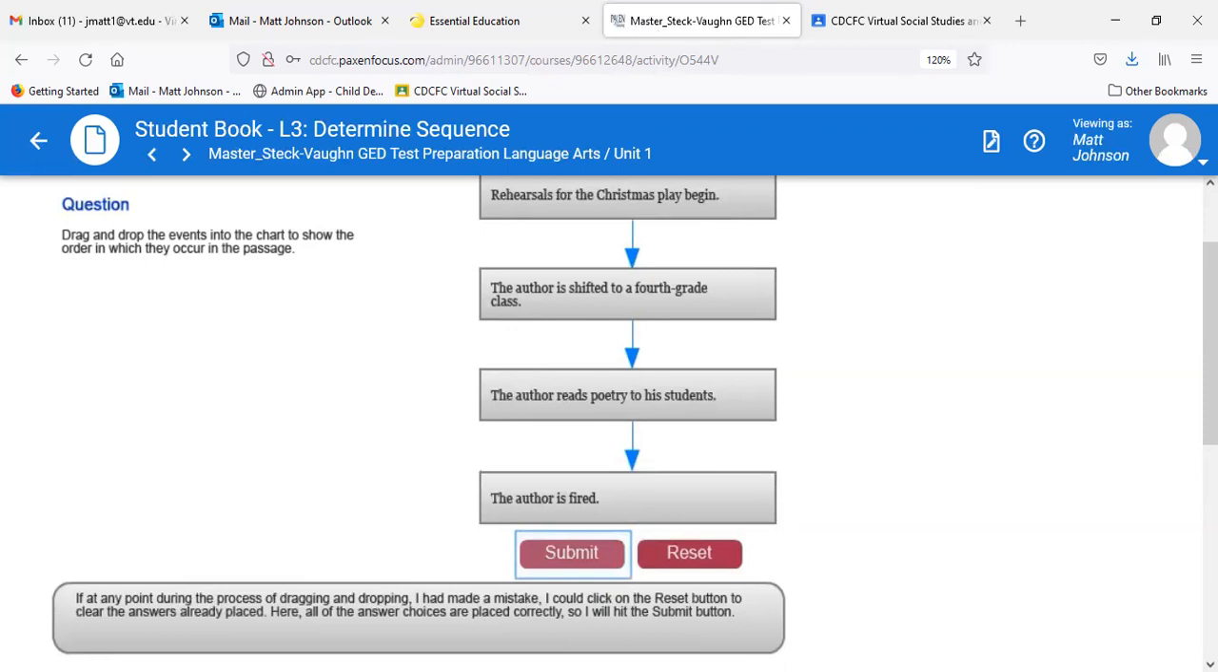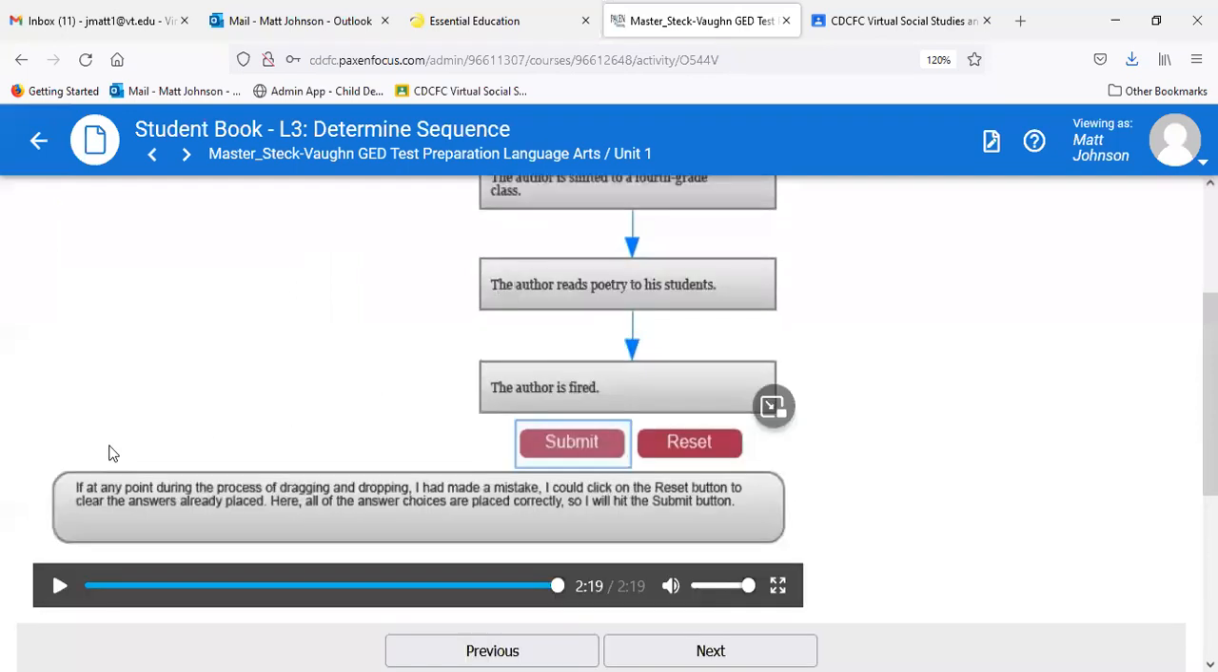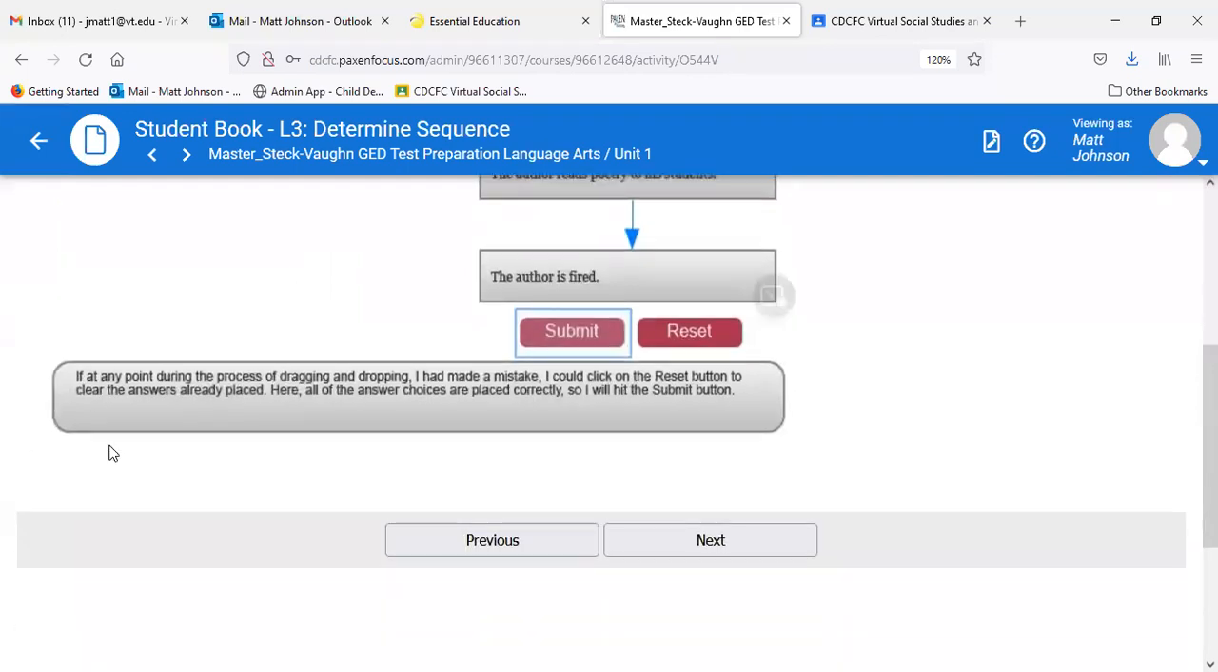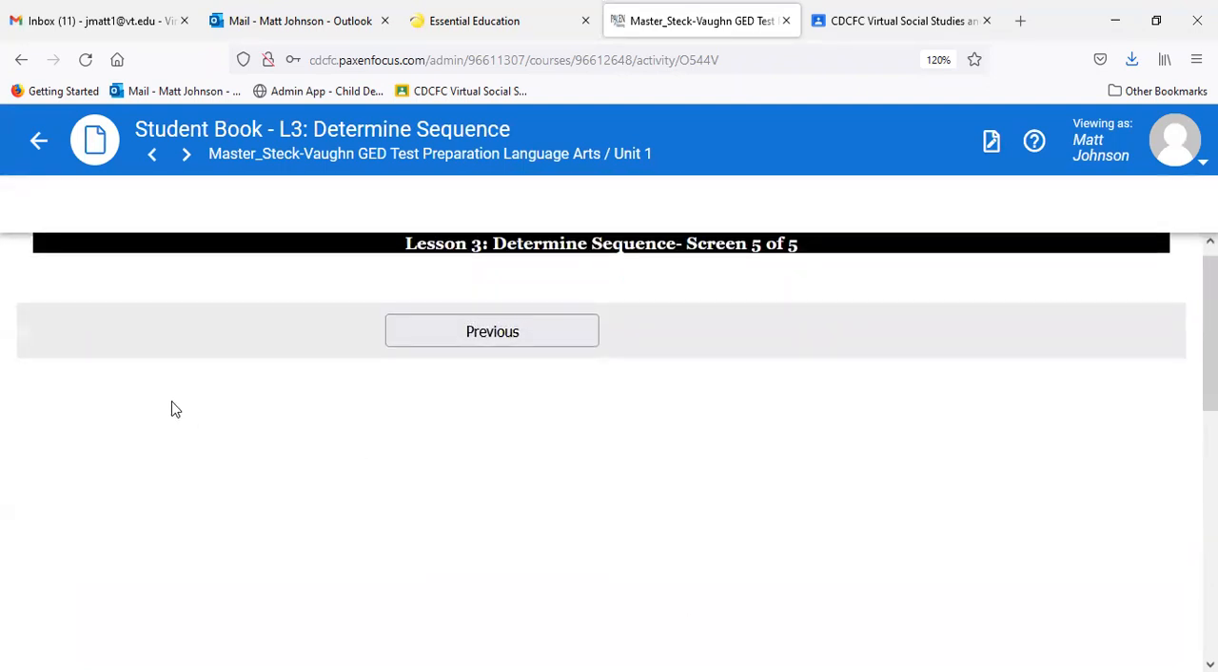The one thing I'll point out, like you mentioned, if you make a mistake, you have to reset. Unfortunately, from my experience on the Steck-Vaughn stuff, if I drop something in the wrong spot, you can't pick it back up and move it. So you actually have to reset it. So keep that in mind as you're dragging and dropping things. And then I believe we move over to the quiz now. We'll have a few questions there.